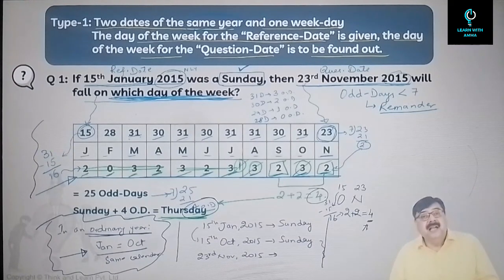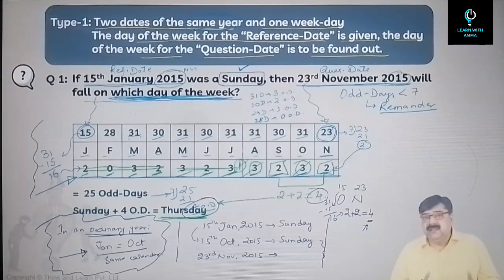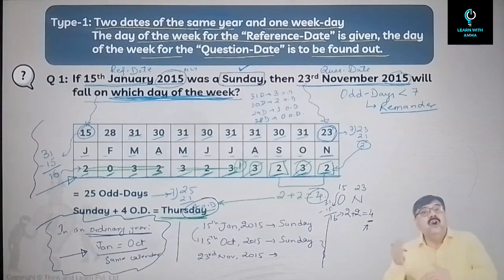And that is, in an ordinary year, January and October have the same calendar. So in a question, if you're given a question date which is in October or beyond October, let us say November, December, and your reference date is January, then the question is not from January to November, it is from October to November. So this is where you save time, and the shorter the process, the lesser your chances of committing an error. So your accuracy also increases, just by remembering one simple concept that in an ordinary or non-leap year, the months of January and October have the same calendar.